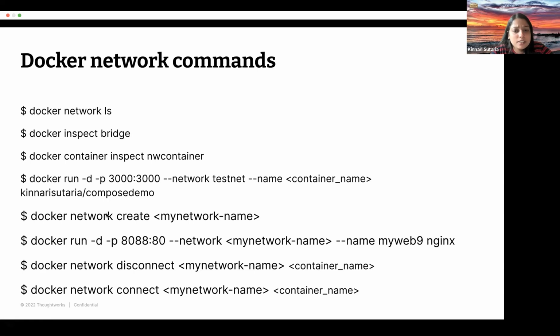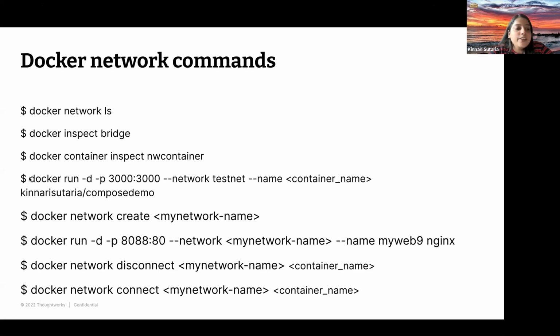The very simple commands over here: in order to see what networks are available, you can do a network ls, which we did right now. When you do Docker inspect bridge, it will give you details about the bridge network that we have. When you do a Docker container inspect on any container, it gives you the major container details that we saw earlier.